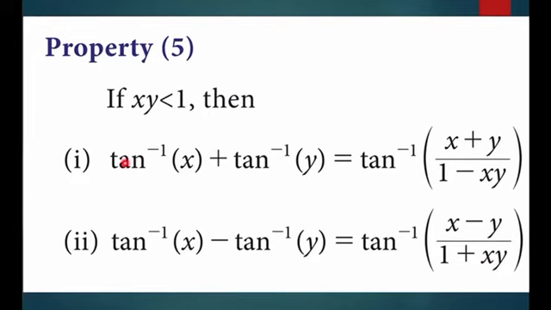Property 5. These two are very important formulae. We used to solve many problems using this. Tan inverse x plus tan inverse y is equal to tan inverse of (x plus y) by (1 minus xy). Similarly, tan inverse x minus tan inverse y, that is equal to tan inverse of (x minus y) by (1 plus xy) if xy is less than 1. So, if plus comes here, then in the numerator also plus. If minus comes here, in the numerator it is minus, but here the opposite sign. If plus comes here, here it is minus.